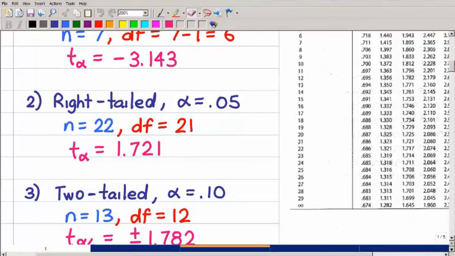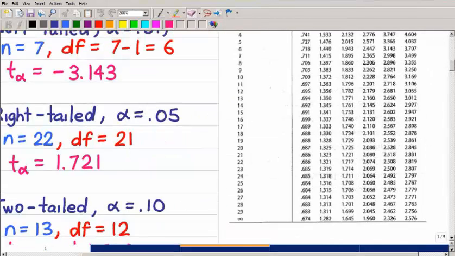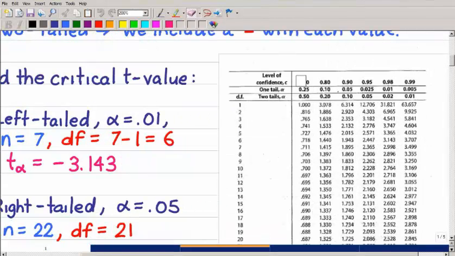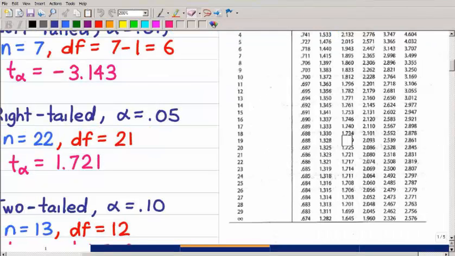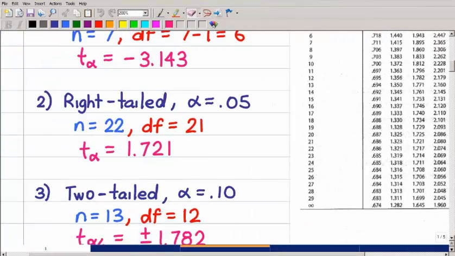Now the next one is right-tailed, alpha 0.05, and n is 22. So if n is 22, degrees of freedom will be 22 minus 1, which is 21. And now I go to the chart, right tail, that'll be a one tail, but it'll be positive, 0.05 for the one tail, which is the third column. I'll go down here to 21 degrees of freedom, and right below my box is 1.721. Because it's right tail, that will be positive.